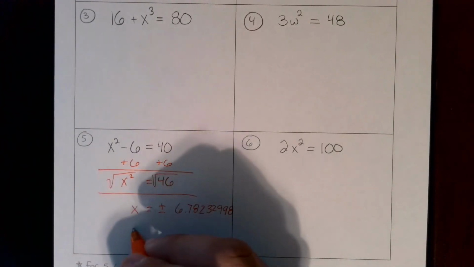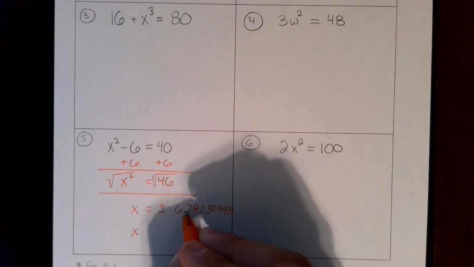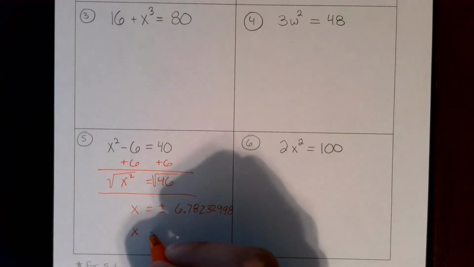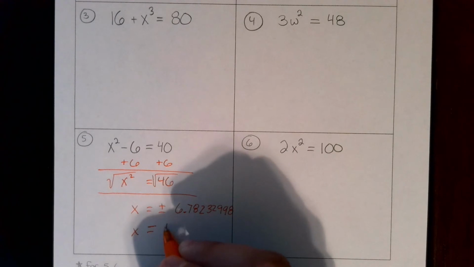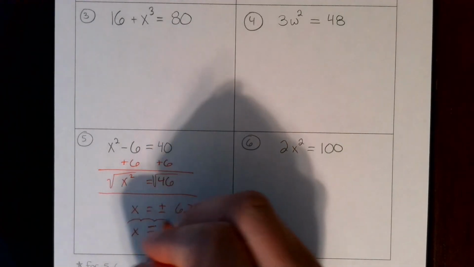Okay, so to the nearest tenth, like the directions say, the tenth place is the 7. I look after it and see there's an 8 there, and that 8 is bigger than 5, so that tells me to round up, because you're either going to keep the 7 or round up. So sure enough, my answer is plus or minus 6.8 to the nearest tenth.